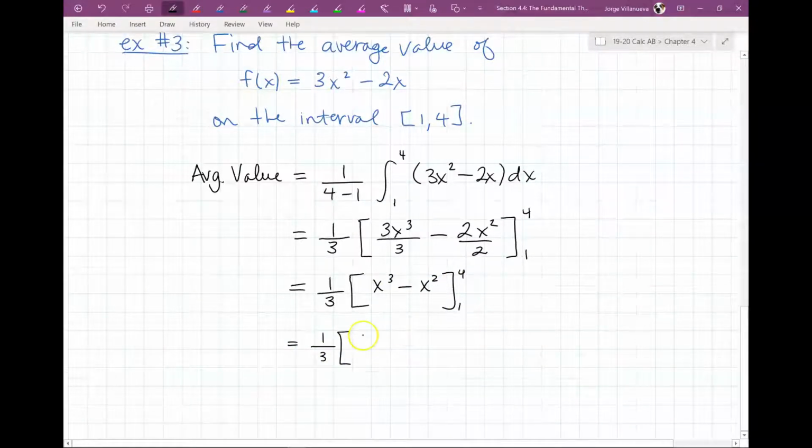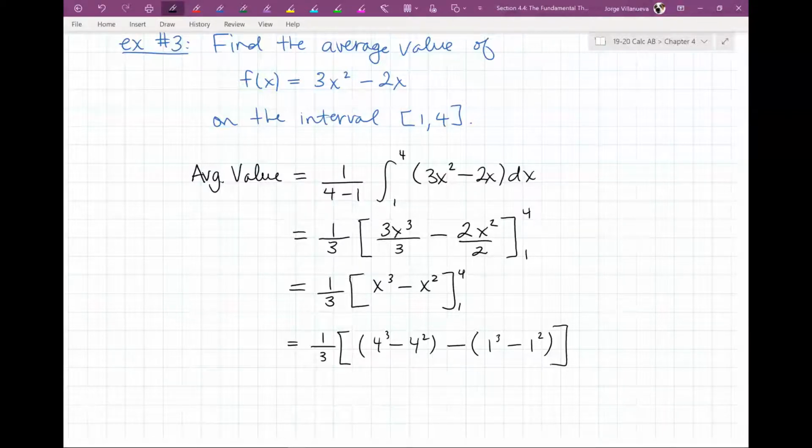4 to the third minus 4 squared minus 1 to the third minus 1 squared. Remember, you plug in the 4 first into the whole expression, and then you plug in the 1 after. Make sure you subtract in between. So this will be 1/3, 64 minus 16 minus 1 minus 1.